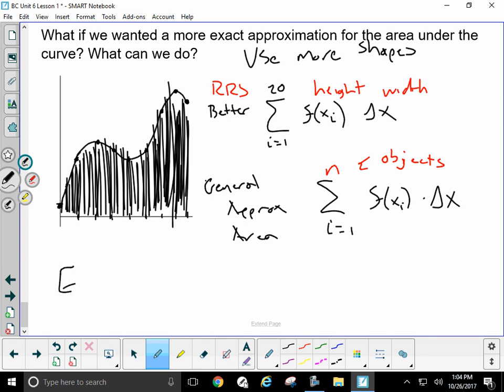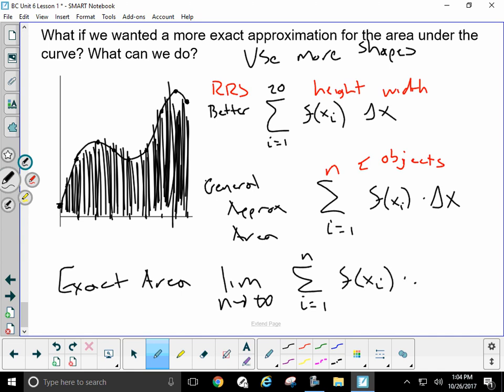So that's how we're going to get the exact area. We now know a way to write down the exact area using some notation using limits. Limit as n approaches infinity of this sum, starting with 1 going to n, of f of x sub i times delta x. Now mathematicians are like, okay, this is it. This is how we're going to have to get the exact area.